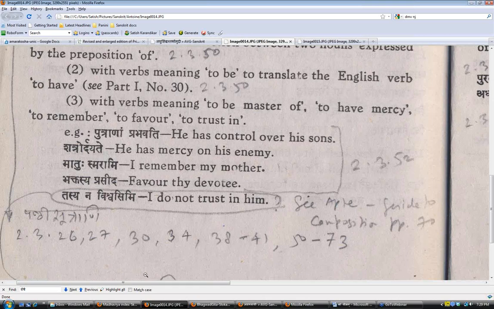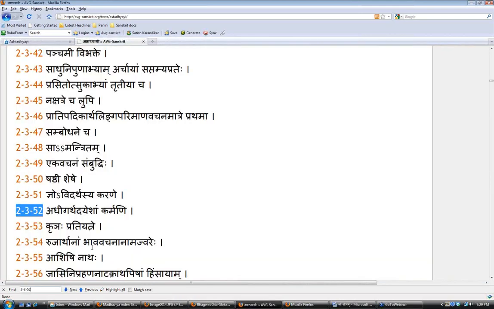One more thing is that if you strictly look at the sutram itself, this usage probably won't be possible, because it says adhigartha dayeshaam karmani. So he says that in the meaning of adhik, and only the dhatus dai and ish.